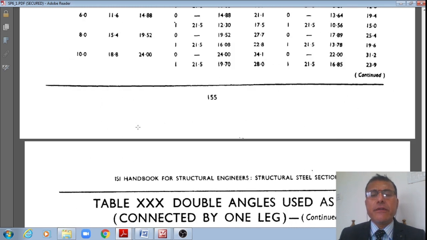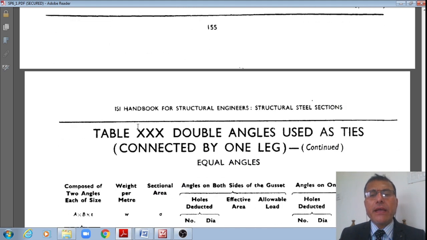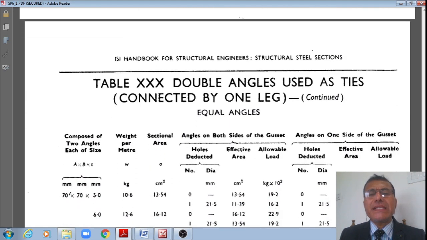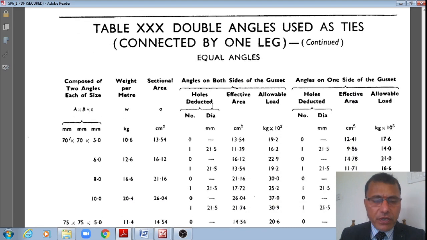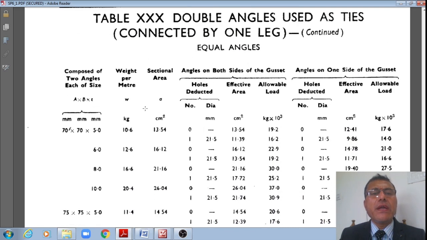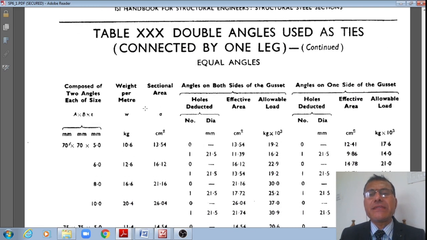Now let us see this next subheading: double angles used as ties connected by one leg. Instead of the single angle you have seen previously, here we have double angles, two equal angles. Generally, angles are used on both sides of the gusset plate.